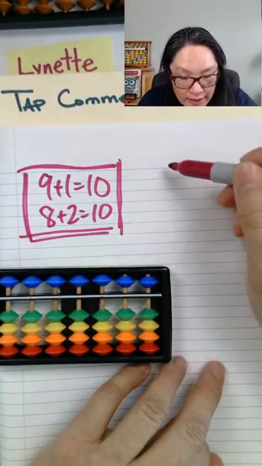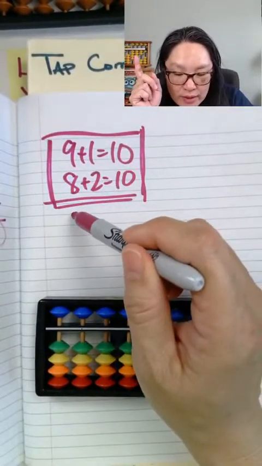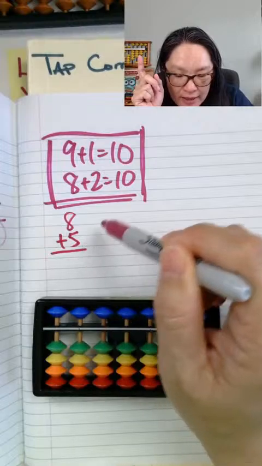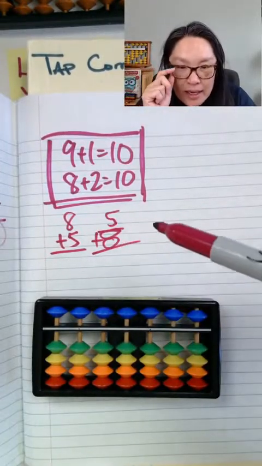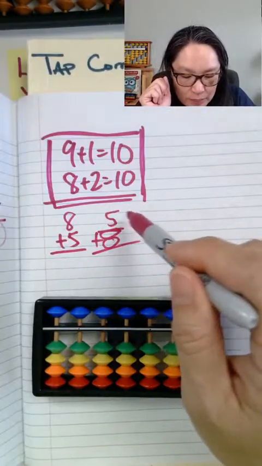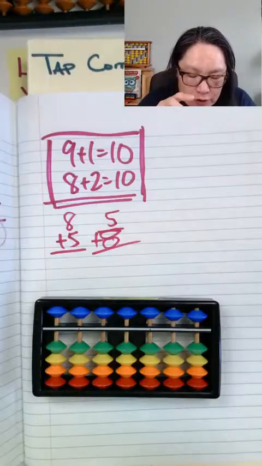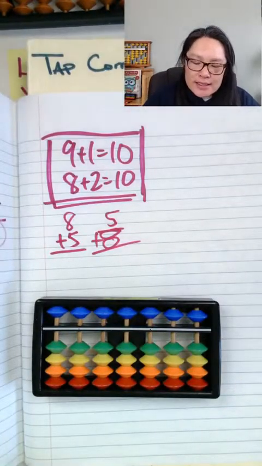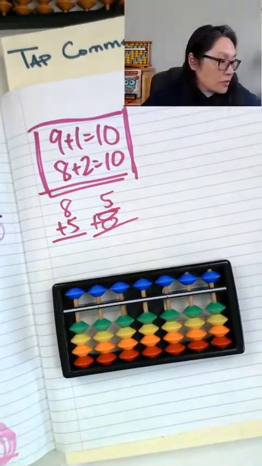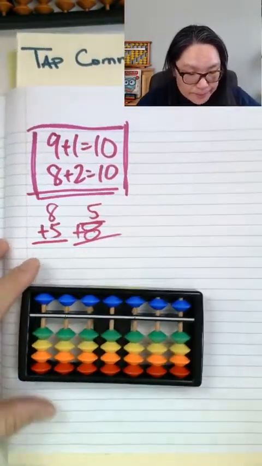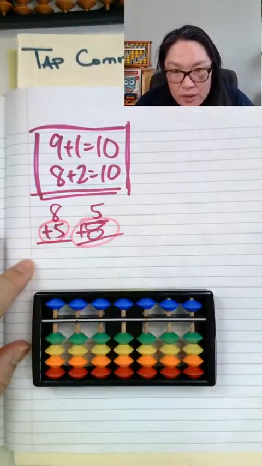So one of the questions one of my parents had was, I want my kid to know what 8 plus 5 and 5 plus 8 is. And she's like, isn't that the same? And I'm like, no, it's not the same, because now we're starting to deal with two different stages of abacus. Why? Because it's the second add-in. The second add-in is what makes the difference.